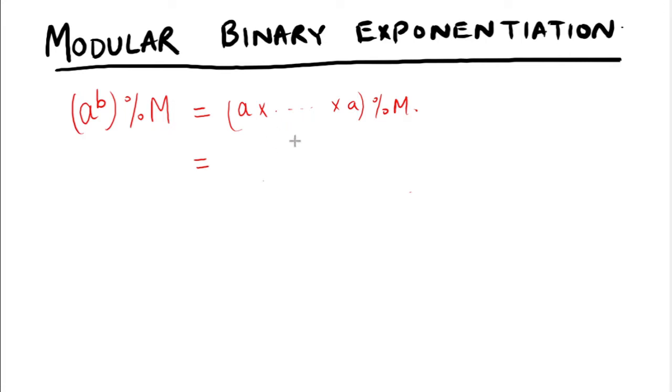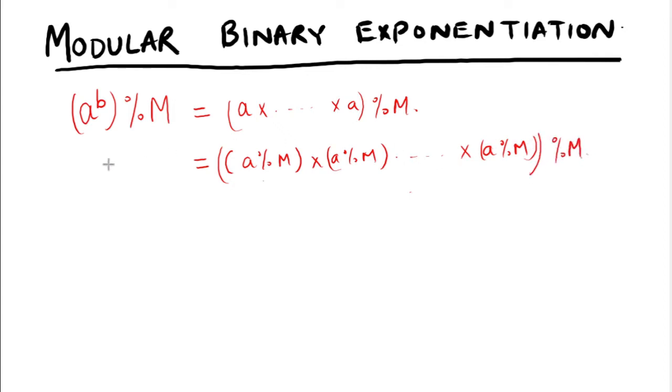And by the modulus property on multiplication, this can be written like a mod of m times a mod of m, and so on, repeated b times, as the multiplication may lead to overflow in some data type. Hence, to prevent that, again mod has to be applied. This is how it will be worked out.